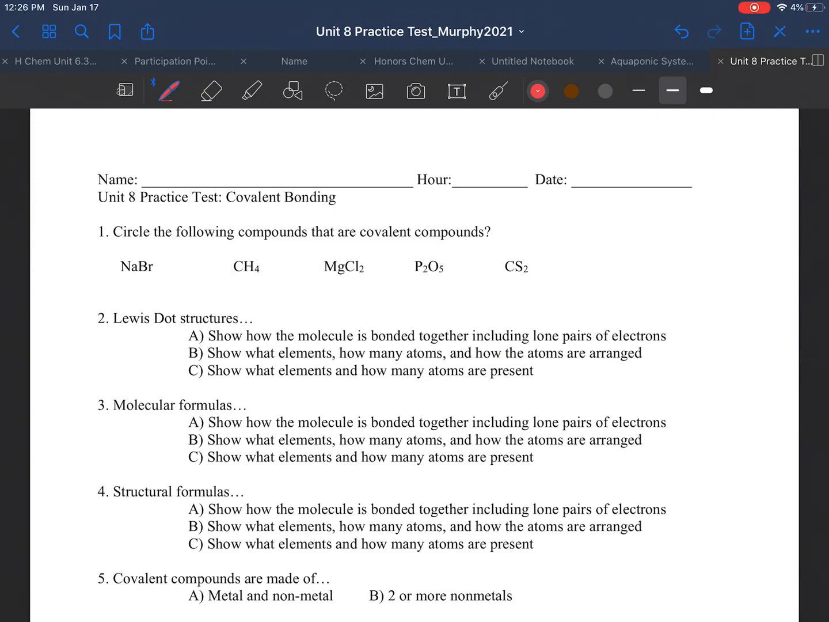Hi guys, I hope you are doing well. Let's get ready for our first test of the semester, and so I'm going to be going through the Unit 8 practice test here.